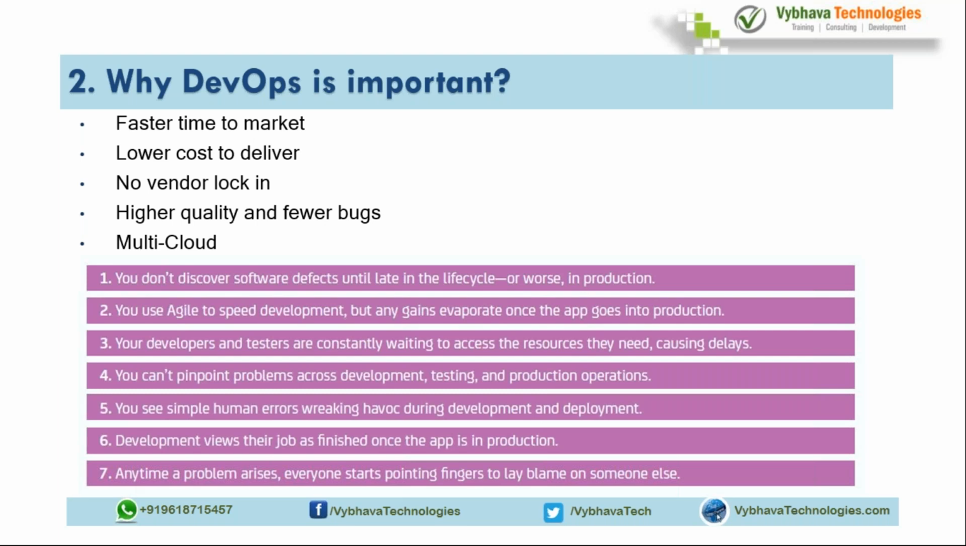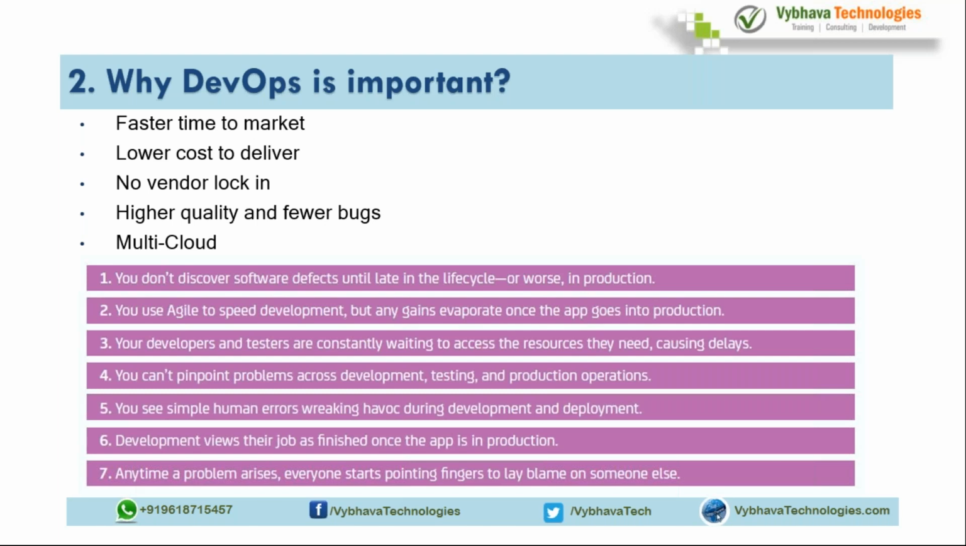Development views their job as finished once the app is in production. Previously, development was in that process: once we complete our code, our program is completed, compiled, and ready, then they think our job is done. Now in DevOps, it is not like that. Until it goes to production, and even in production, the DevOps team keeps looking into how it is working. They directly have access to production.